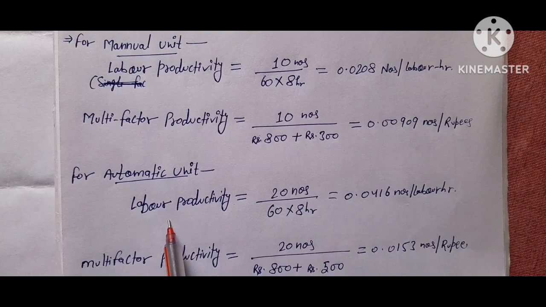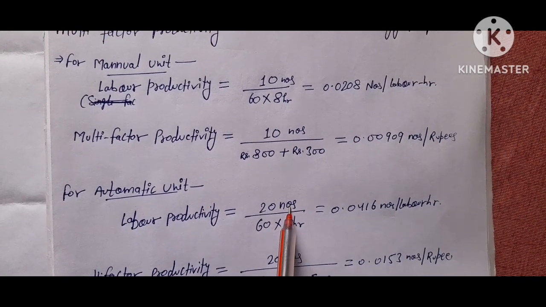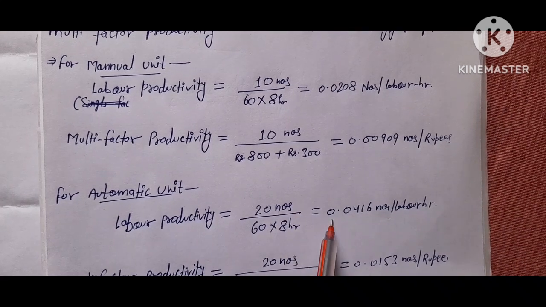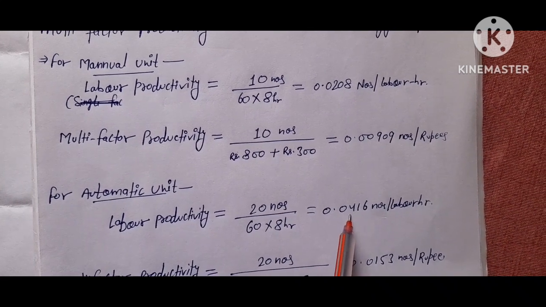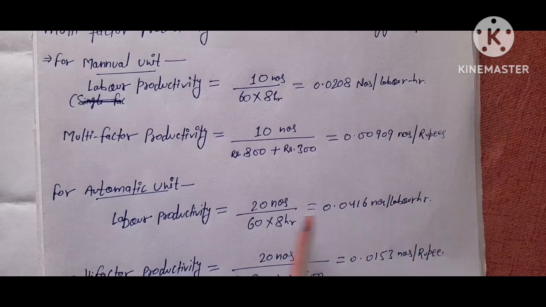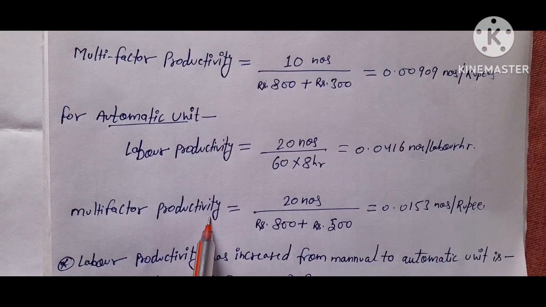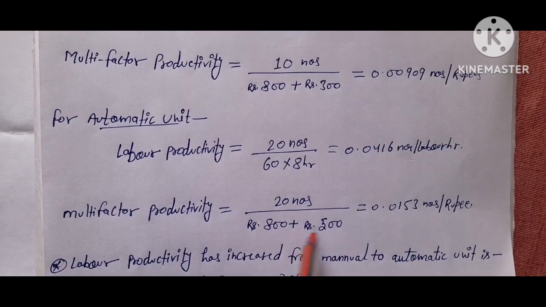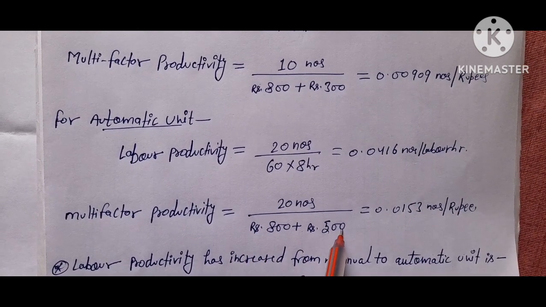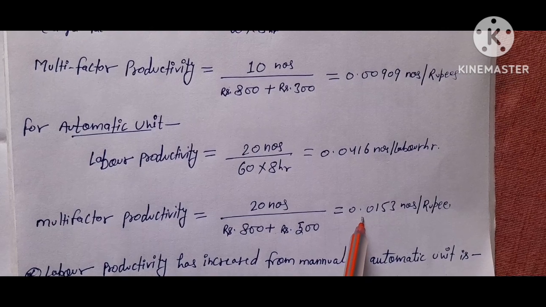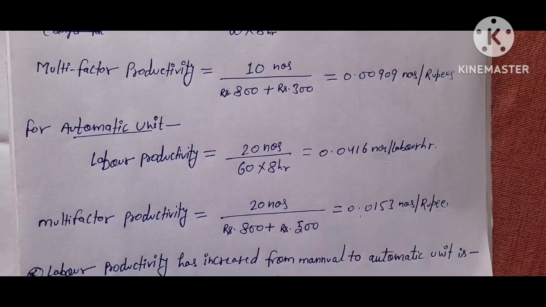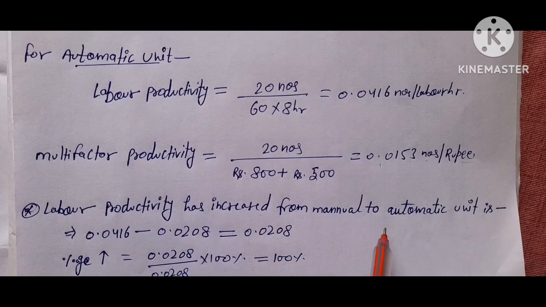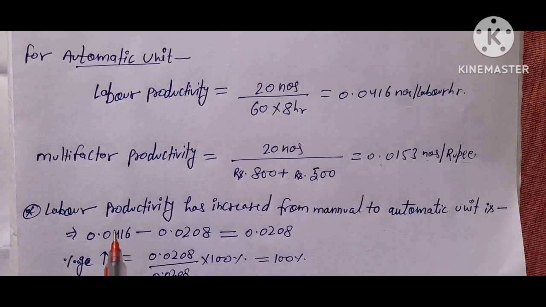For automatic, labor productivity is 20 units output divided by 60 employees and an 8 hour working day, which comes out to 0.0416 units per labor hour. And multi-factor productivity is 20 units output divided by 800 payroll plus overhead expenses of 500 rupees, which comes out to 0.0153 units per rupee.